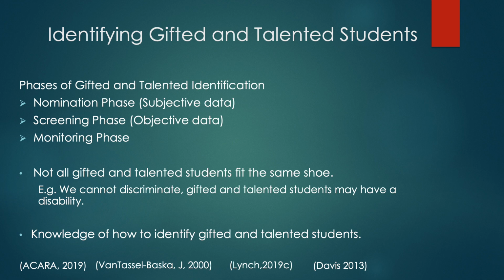It is crucial as an educator to hold an understanding that many elements cannot discriminate against the gifted and talented students and support underachieving students in other areas of academia. As not all gifted and talented fit the same shoe, having a baseline knowledge of how to identify gifted and talented students in the classroom will assist the delivery of education.